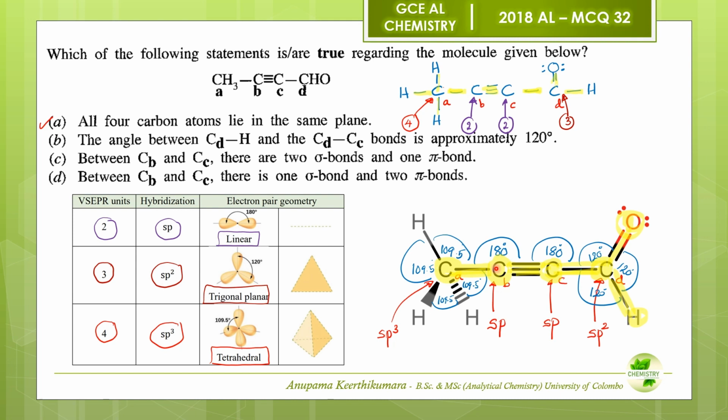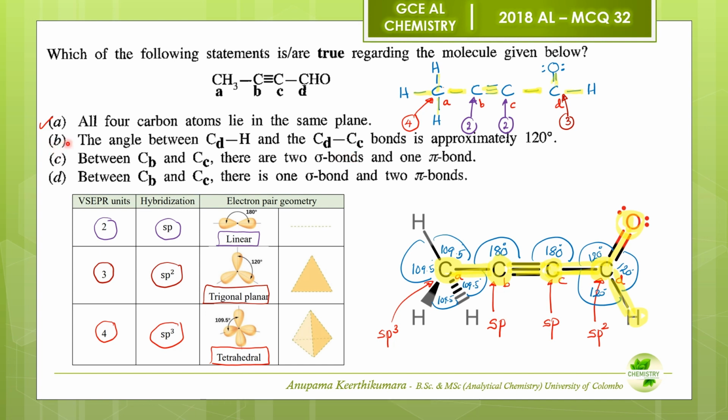Therefore, statement A is correct. This is additional information. Around CB and CC, the bond angle is 180 degrees. Therefore, these four carbon atoms are in the same plane as well as in a straight line.